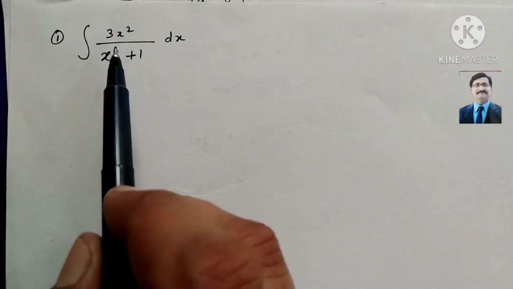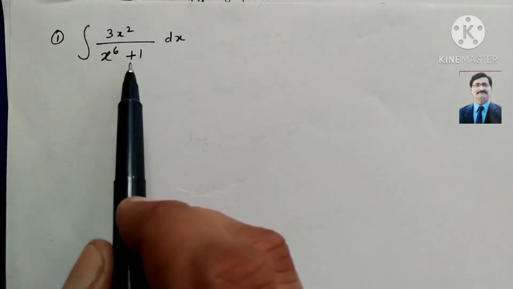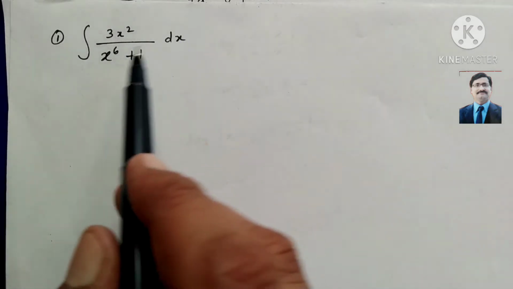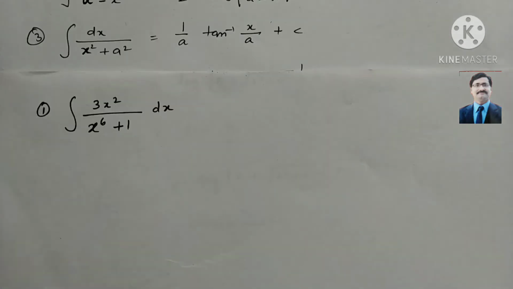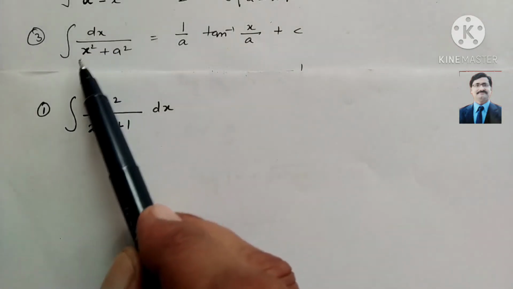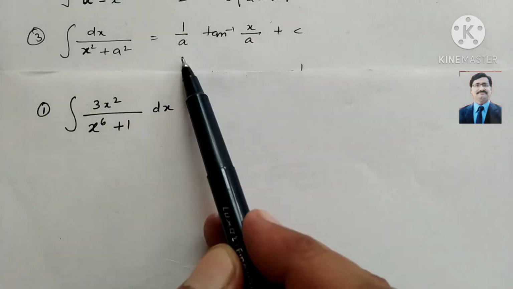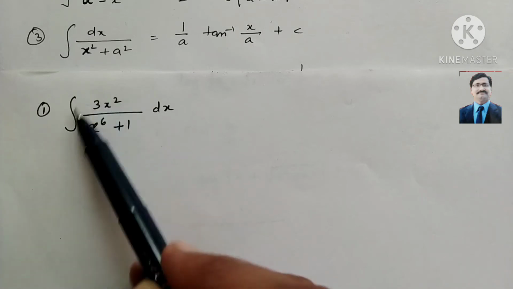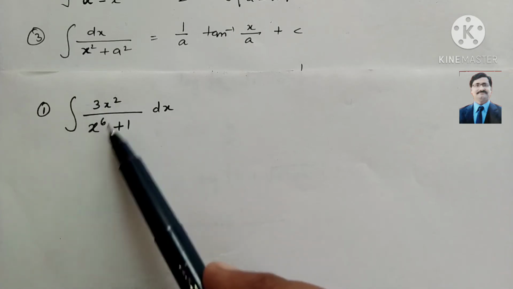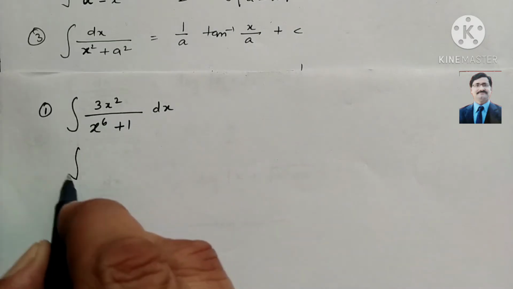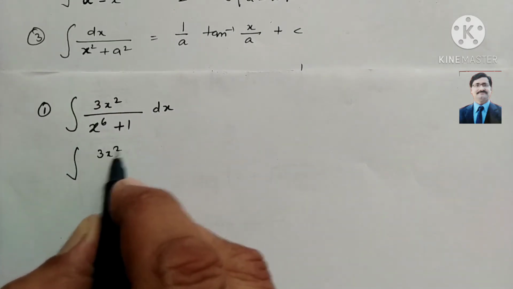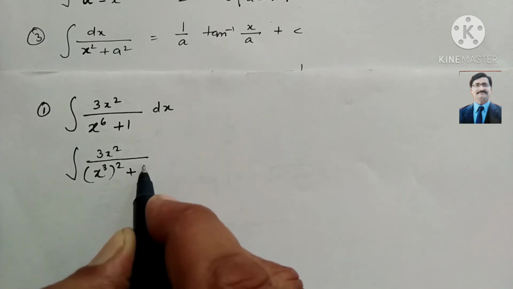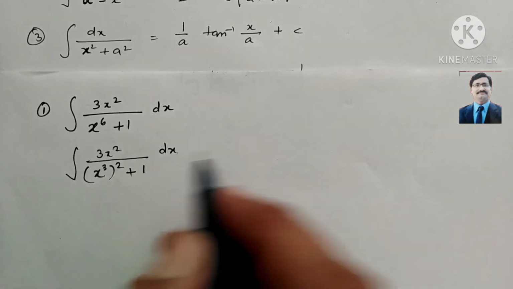Look at this question, integral of 3x square upon x power 6 plus 1 dx. This is not in standard format, and we have to use one formula here: dx upon x square plus a square equal to 1 upon a tan inverse x by a, plus c. But look, in the numerator 3x square is given, and here x power 6 is given. This x power 6 we write in this format: 3x square upon x power 3 whole square plus 1.